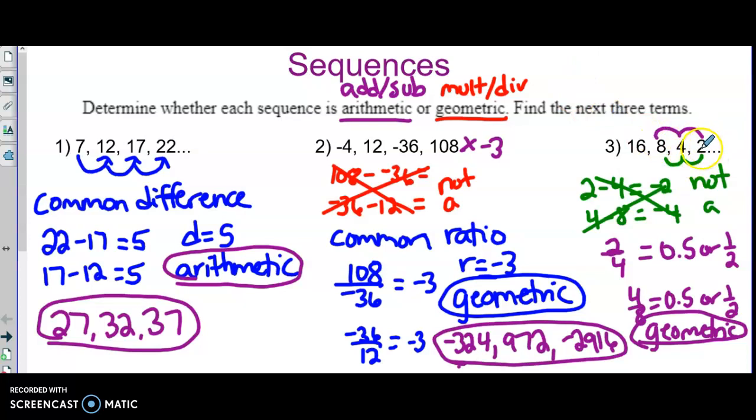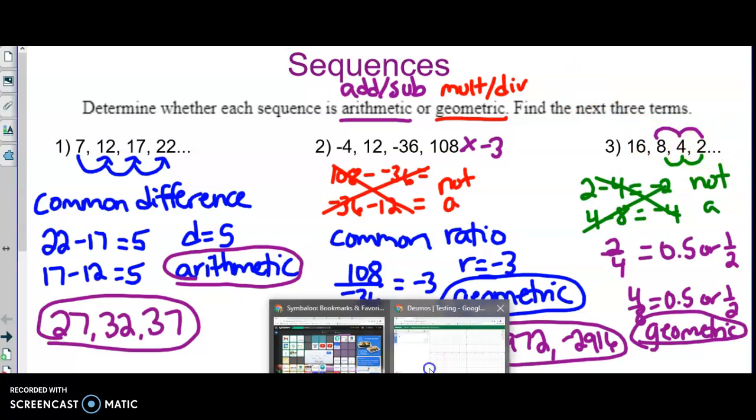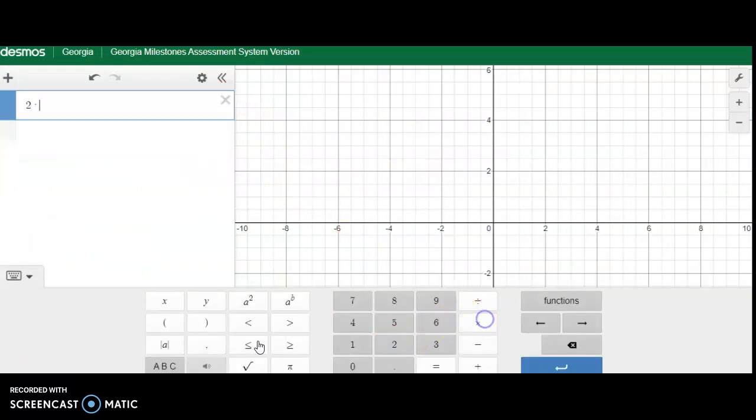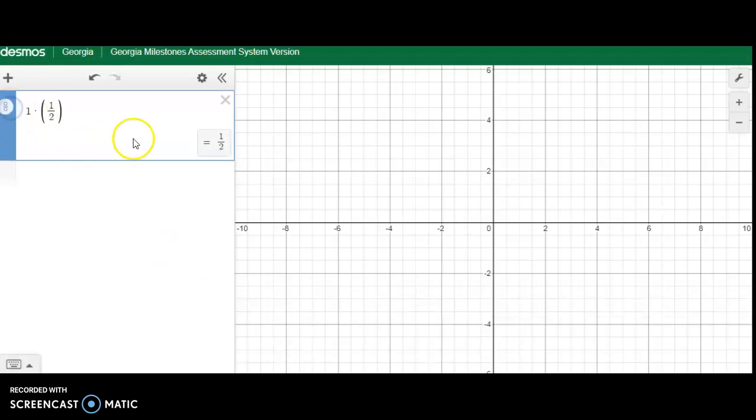So we start at the end of our sequence, which is 2. Go to our calculator. And we do 2 times, now remember, we just talked about fractions. When you do fractions, you need to make sure it's in its own parentheses. So 2 times 1/2 is 1. And then we would do 1 times 1/2. Oops, I got to clear that out. 1 times 1/2. That is 1/2. I should be writing these down so I don't forget them.